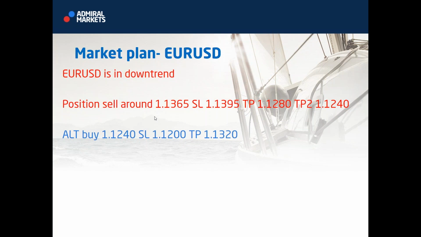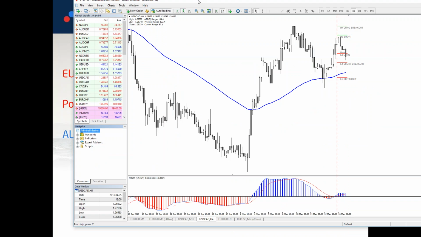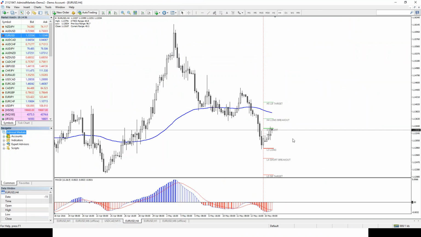So you see, guys, 1.3650. So let's use the chart. Well, here is my sell spot. See, there is multiple resistance here. Historical selling. Then we had a breakout sell to the downside. EMA is here. See?